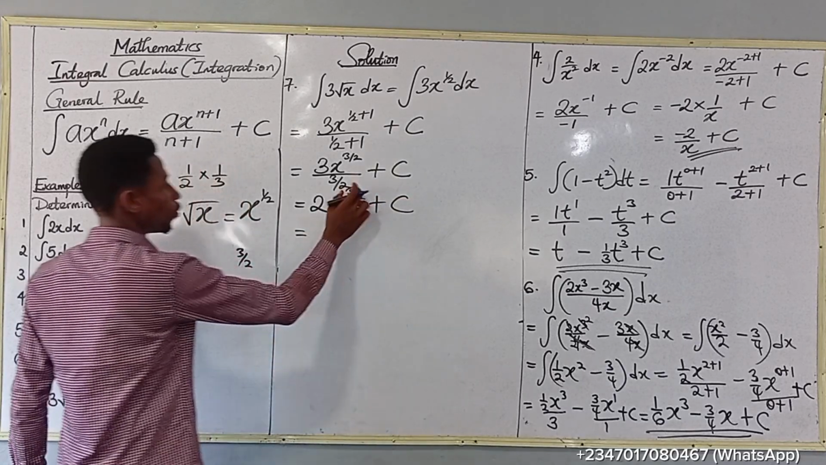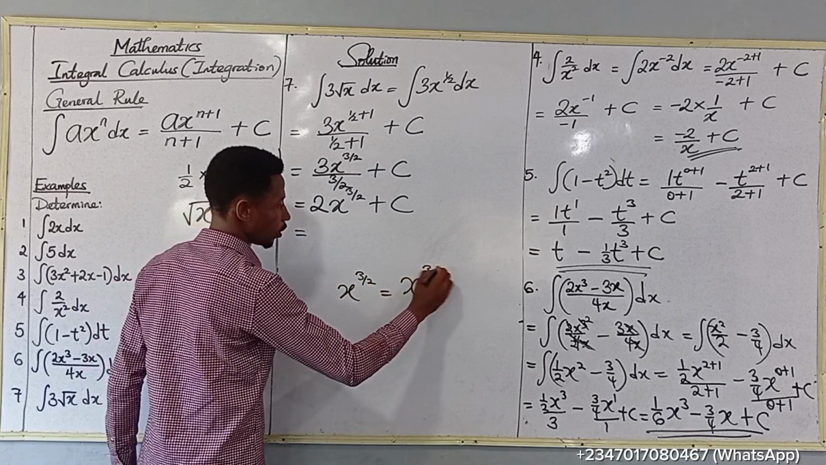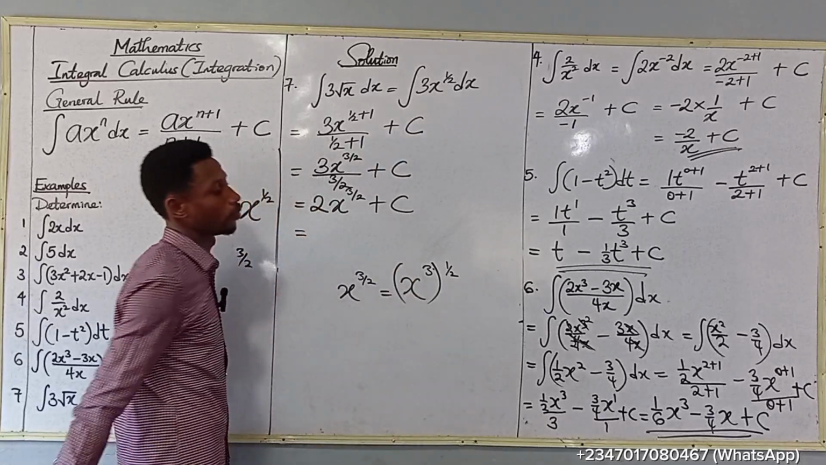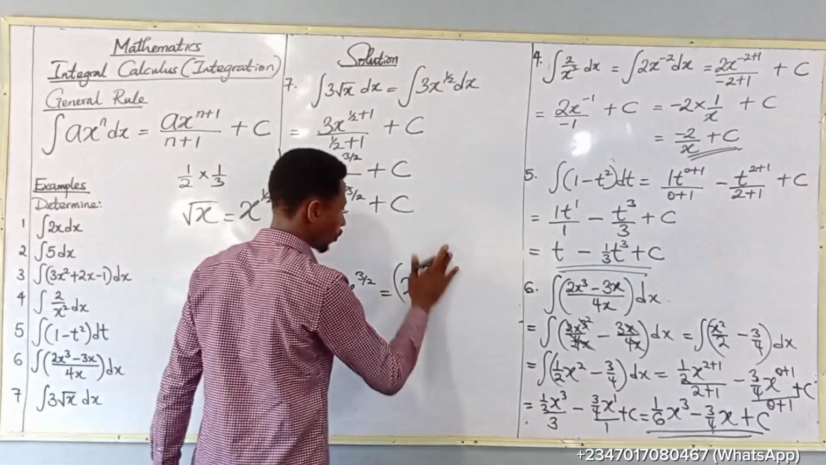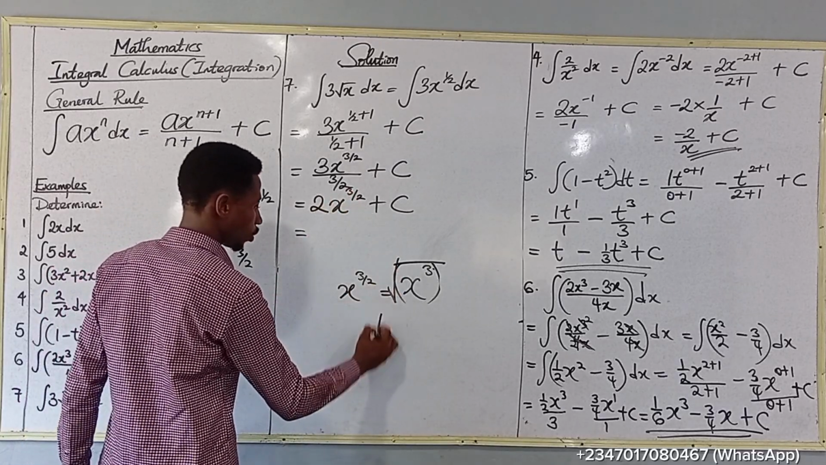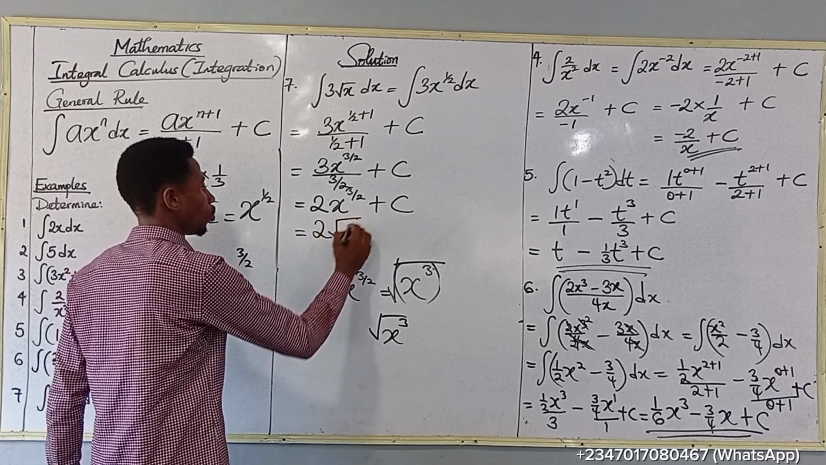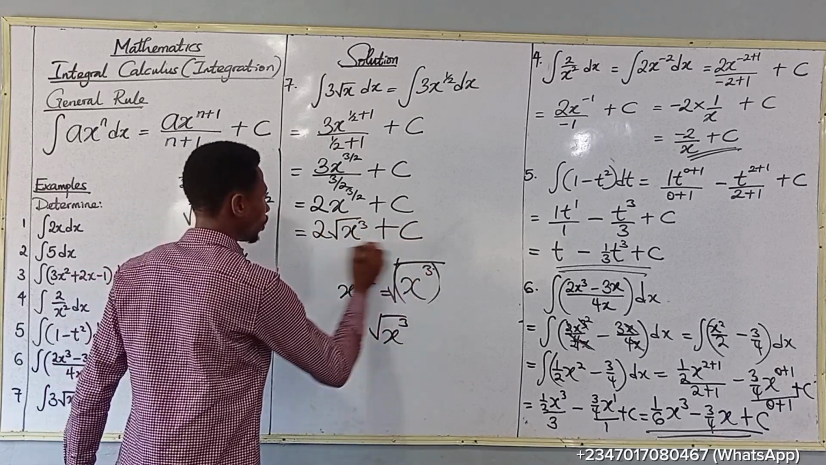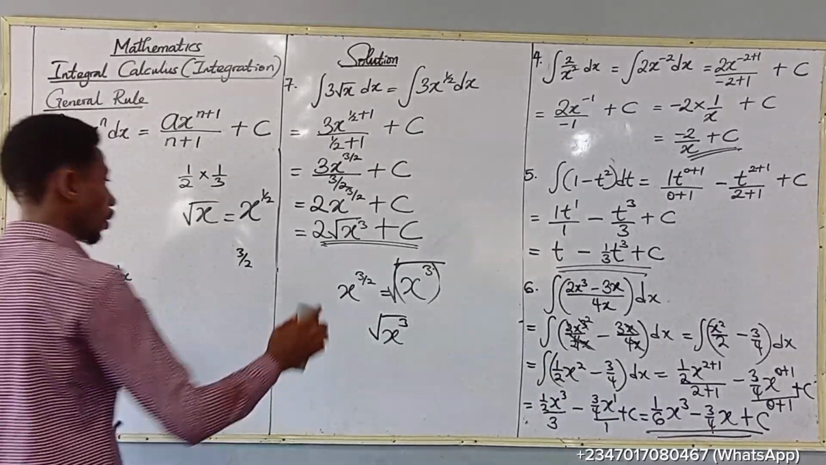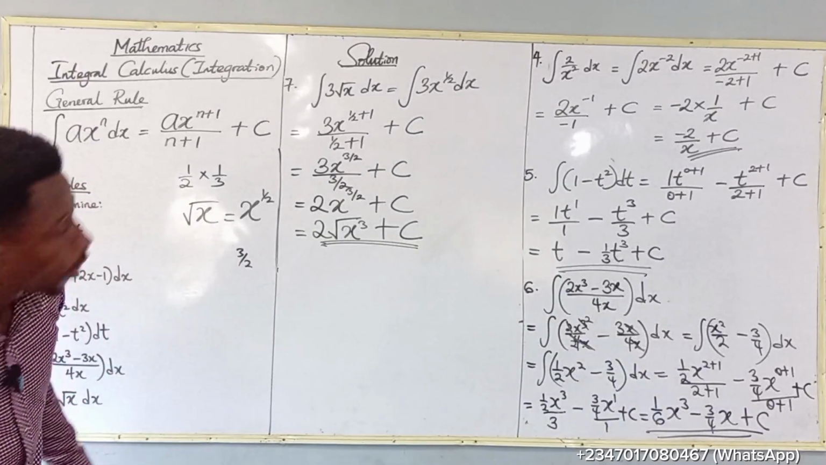Now, our knowledge of indices will help us here. We know that x raised to power 3 over 2 is the same thing as x raised to power 3 times 1 over 2. And according to indices, we know this occurs when you have something like this. Power half means square root. So basically, this can be expressed as the square root of x raised to power 3, with the 2 in front. So we have 2 roots x raised to power 3 plus c, and that is the final answer to the question. So see why I said indices is important. We have to apply it here.